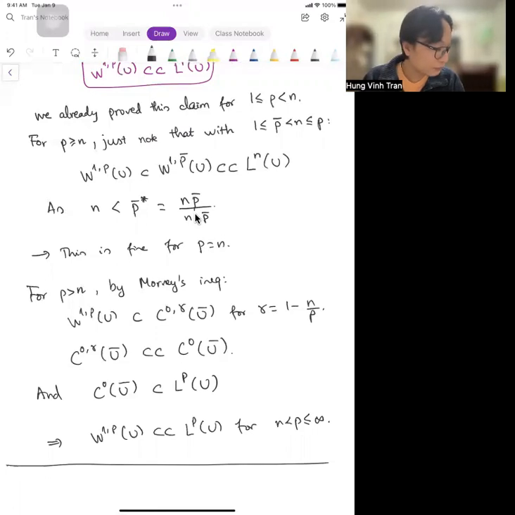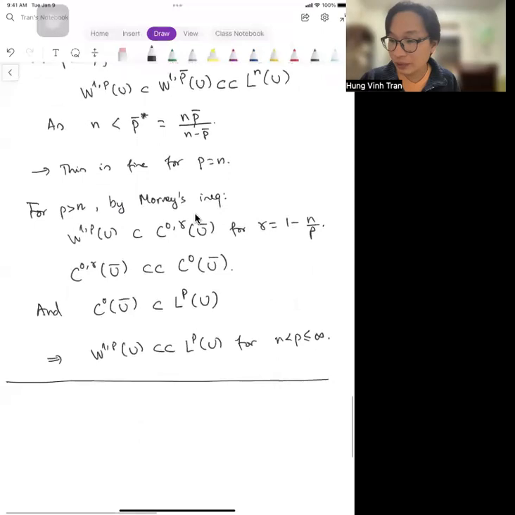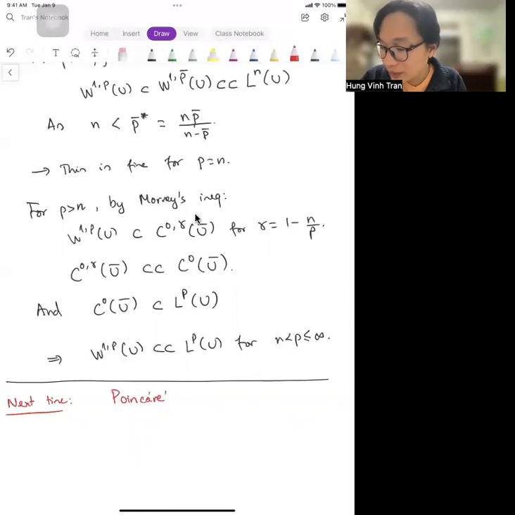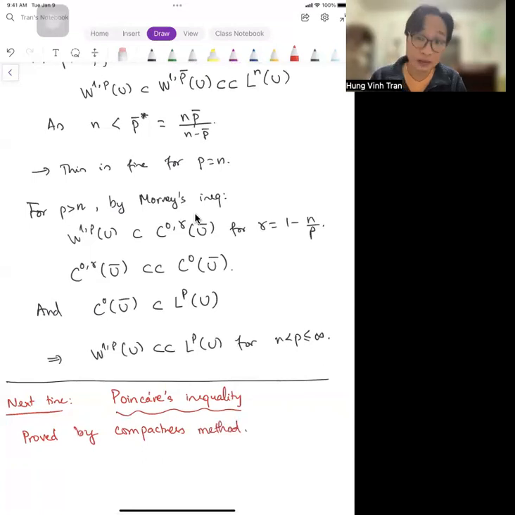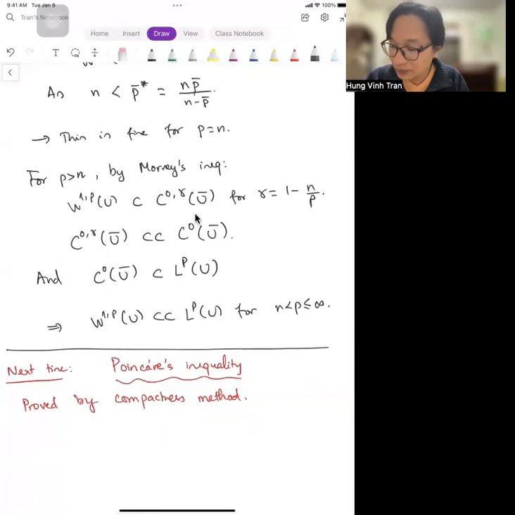Let's see if I can say a bit more. Maybe let me just state what we will do next time, and then we will do it next time. Let me state the Poincare inequality, and then we will prove it next time. It's not too hard to prove, but in the interest of time, I don't have a lot of time. It will be proved by the compactness method, or by contradiction. But the result itself is extremely important and will be needed and used a lot. So let me state it.